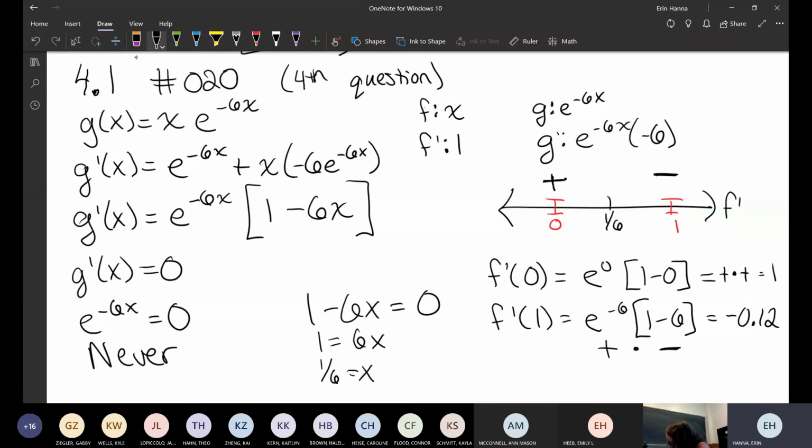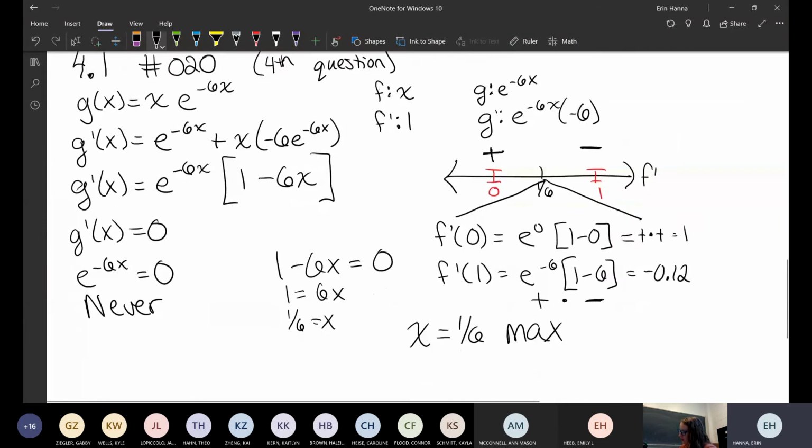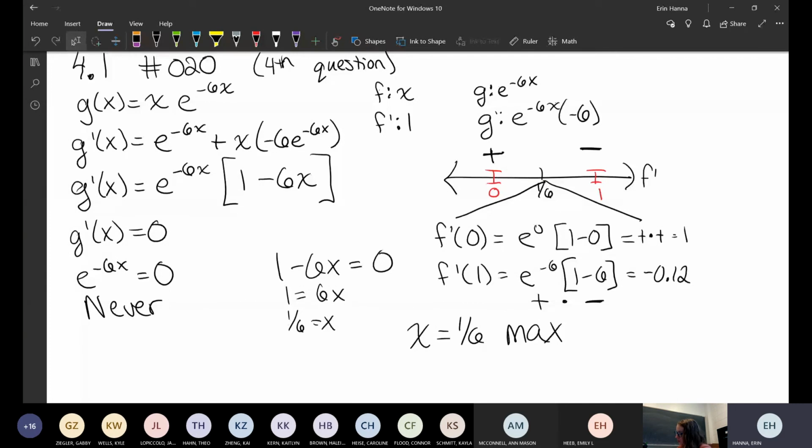So our original function would have been increasing and then decreasing. So that means that x equals 1/6 is going to be a max. And we don't have any mins. So essentially for Wiley, in the local maximum box, you would type in 1/6, and in the minimum box, you would type in NA.